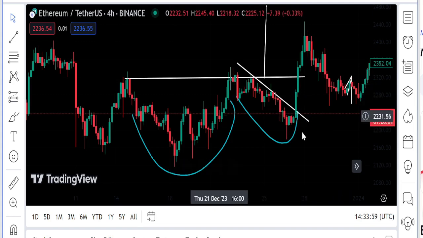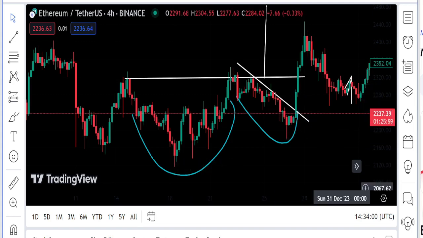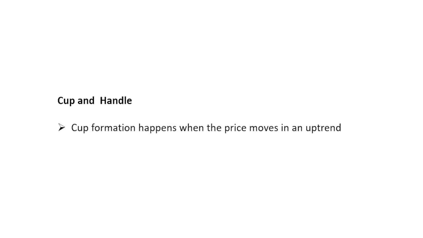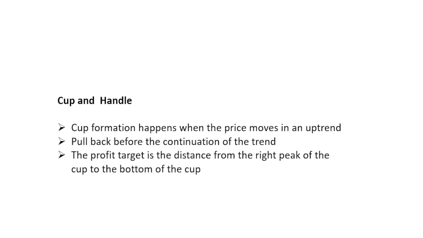So let's do a recap of the cup and handle pattern. Once again, we've said with the cup and handle pattern, the cup formation happens when the price moves in an uptrend. The pullback comes before the continuation of the trend. The profit target is the distance between the right peak of the cup to the bottom of the cup.